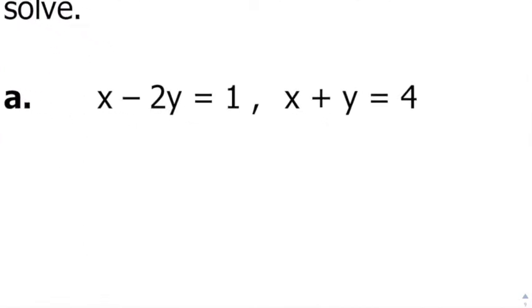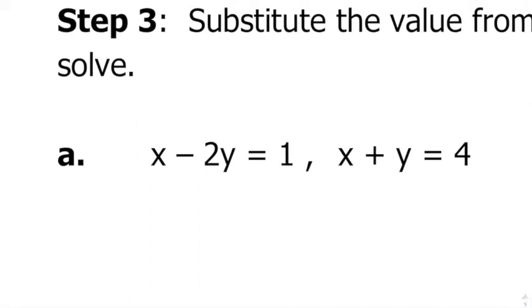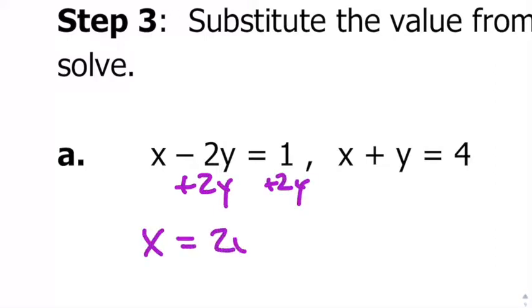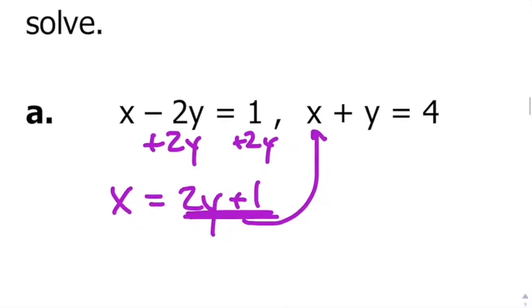Once again, you can solve for x or y. In this case, I'm going to solve for x in this first equation. To do that, I need to move the 2y to the other side. That's going to be x equals 2y plus 1. Since this equals x right here, I'm going to plug that right in for that x right there.